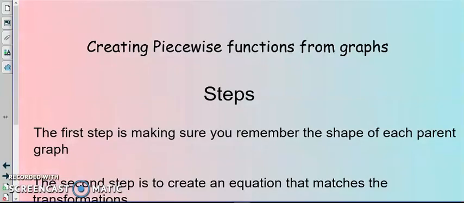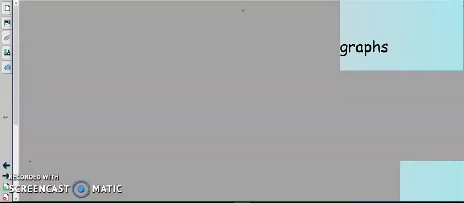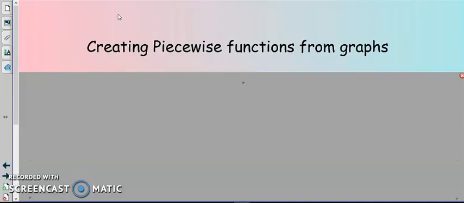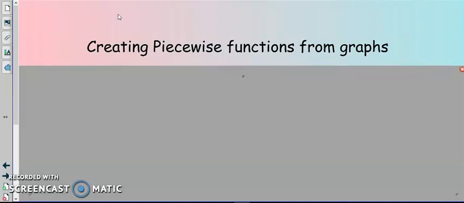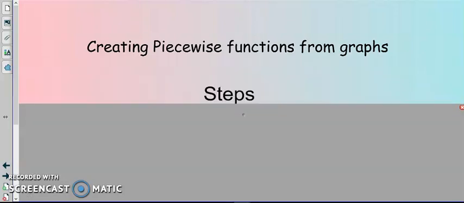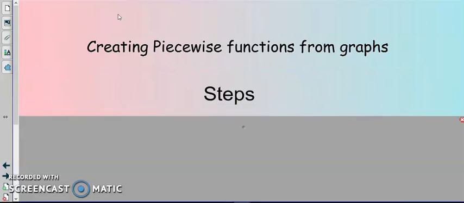All right, so here, again, we're going to be creating, and let's cover up part of it so you don't see all of it at the same time. So again, we are going to be creating piecewise functions from graphs. So in other words, not actually going from the piecewise function to the graph, but from the graphs to the piecewise functions. So we have 3 steps we're going to look at. Just 3 of them.